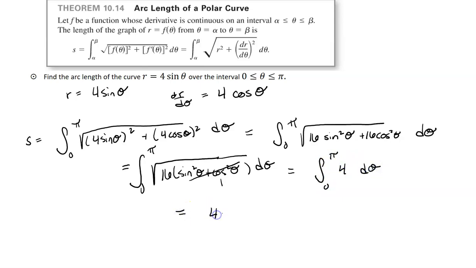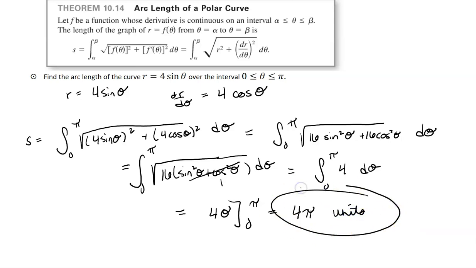And that's super easy. That's 4 theta from 0 to pi. So we get 4 pi units. Now this one is arc length, so this is not units squared. It's just units of length. And that would be my answer.